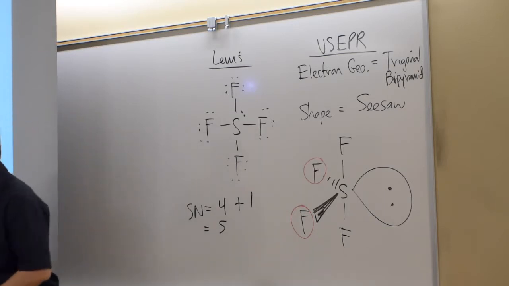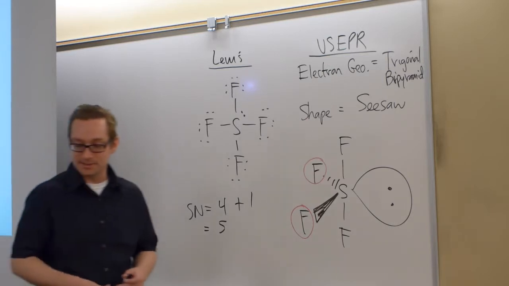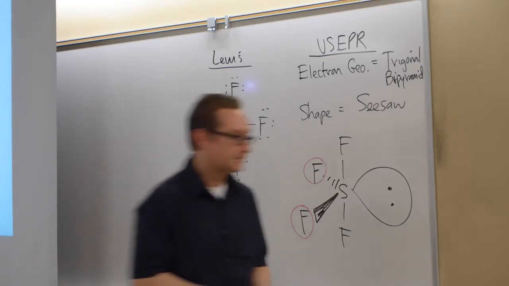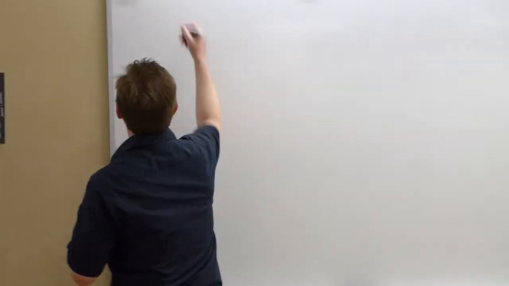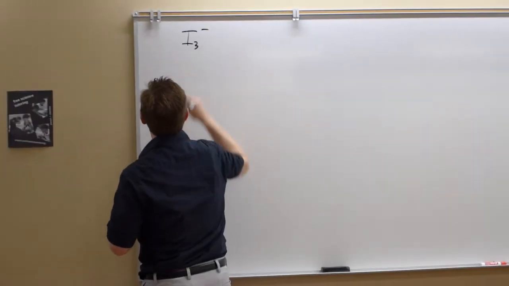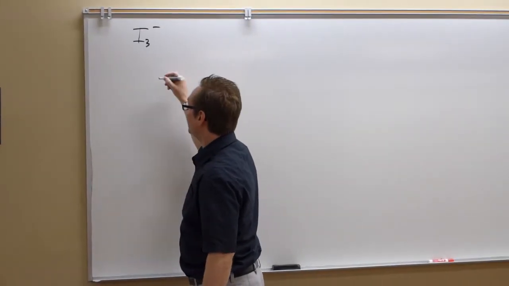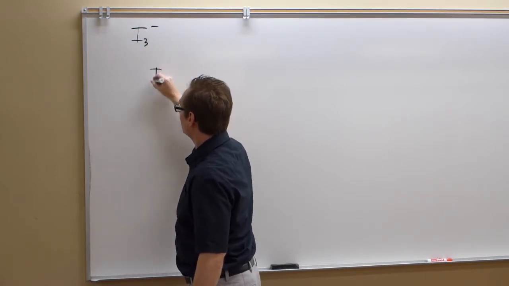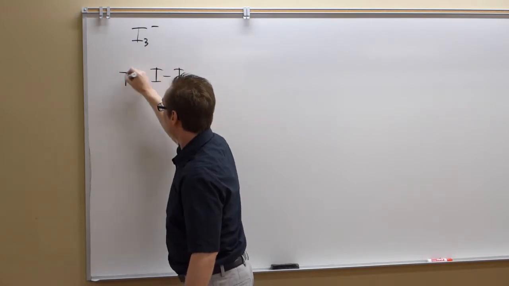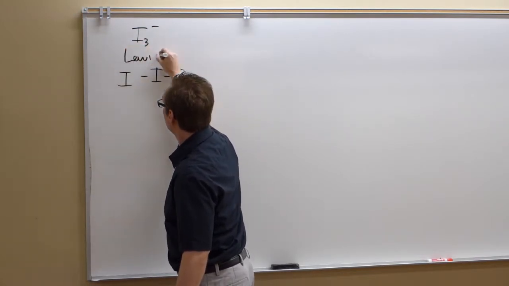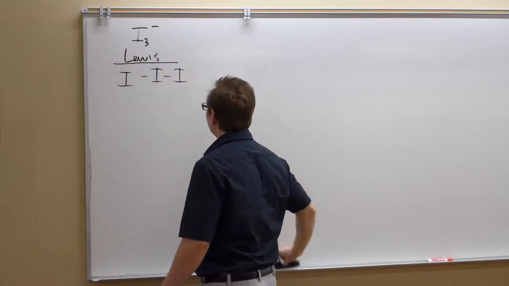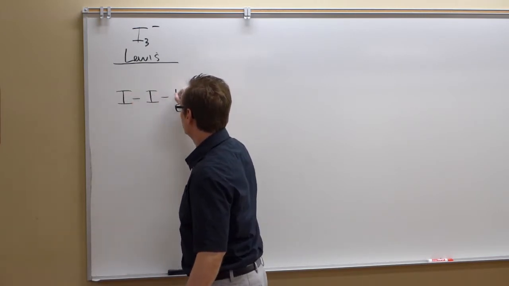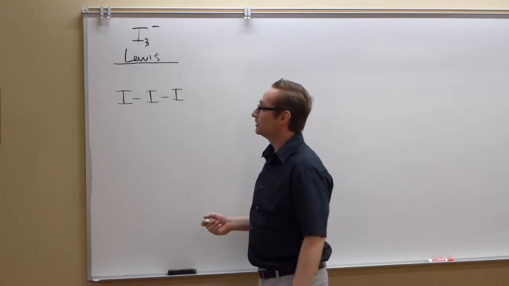Let's do some more. How about I3 minus? Okay, this one's going to be a little interesting. All right, so here's I3 minus. If we were to draw the Lewis structure for this, it's just going to be 3 iodine atoms in a row. That's the basic framework.